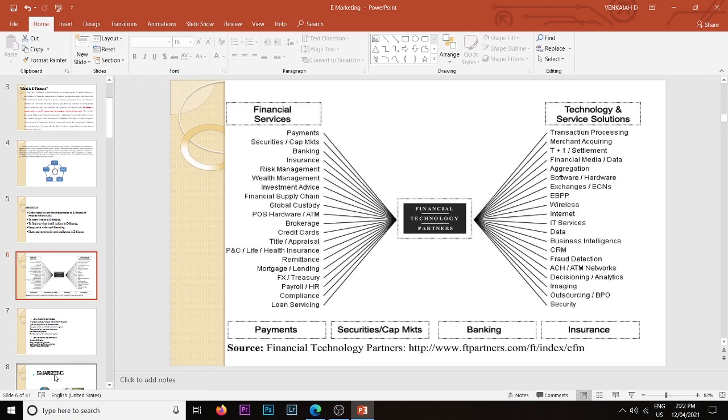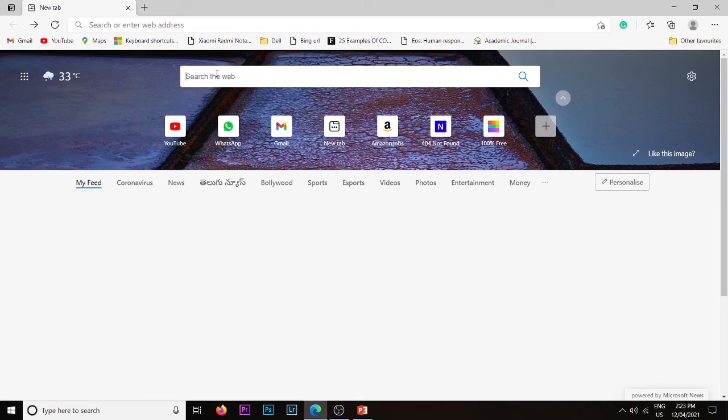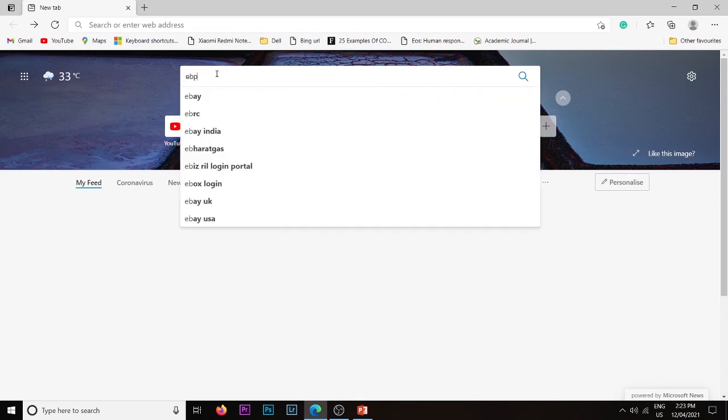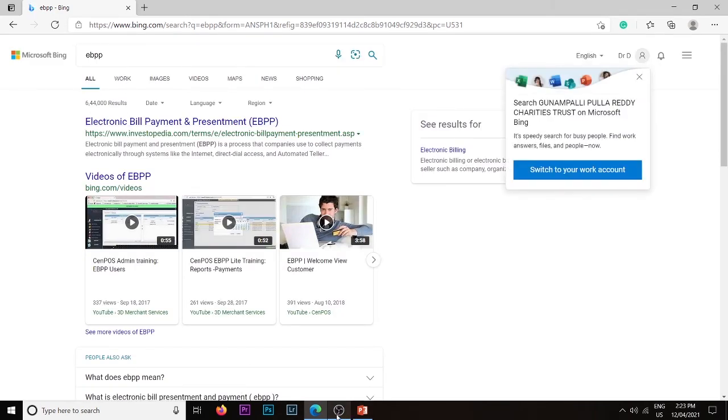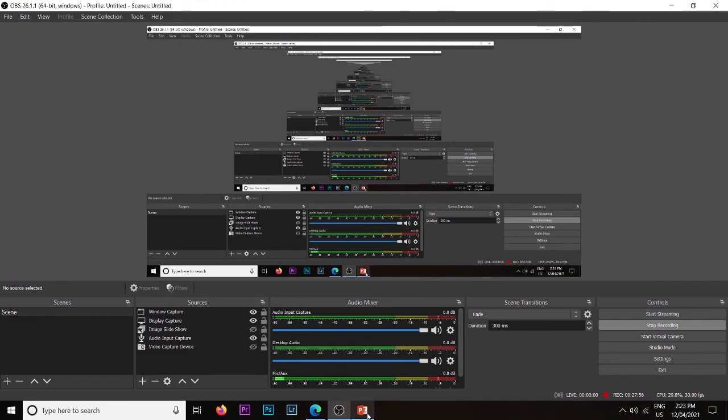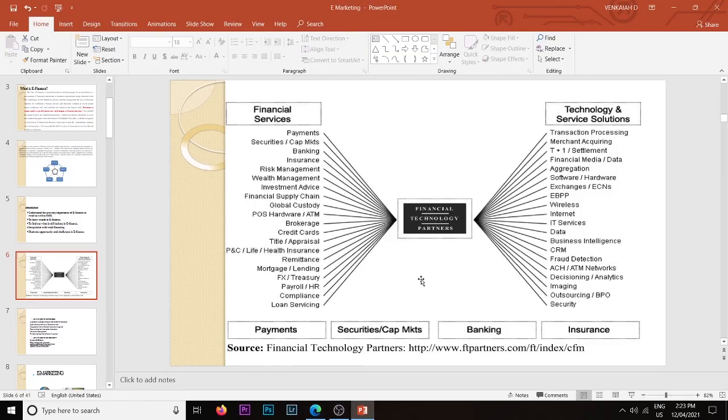And financial media and data aggregation, software and hardware, exchanges, electronics and communication networks, electronic bill payment and processing, and wireless network, internet, IT services. All these are the technology services which we are presently enjoying.